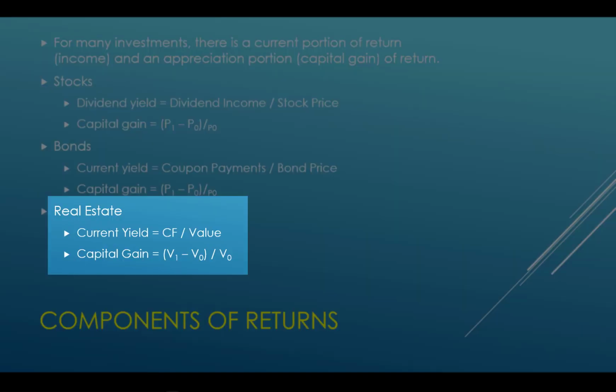Now with real estate, we again have these two portions of a total return that we care about. A current yield is going to be equal to the cash flow that the real estate spits out, the cash that's going out to the owners. We're going to divide that by the value of the real estate at the start of the year. And then secondly, the capital gain is going to be the value at the end of the year, subtract out the value at the beginning of the year. So we'll have this increase in value.